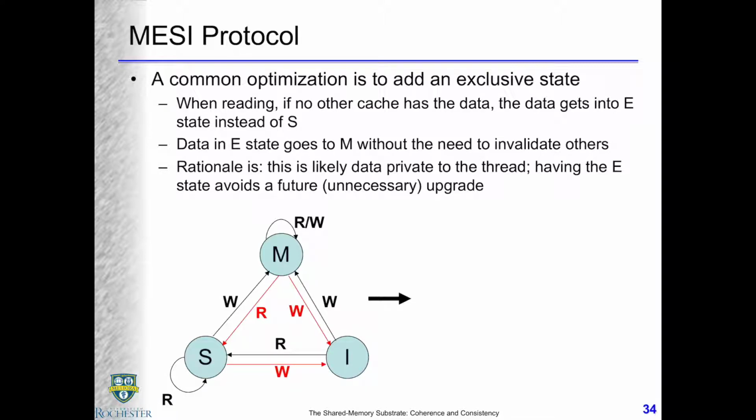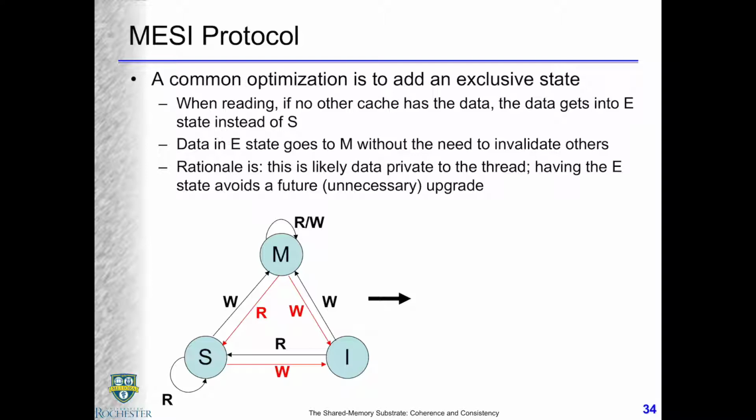I said MSI is the simplest possible. There's a very common optimization, and you see this type of protocol very often. It's called the MESI protocol. There's an E state, and it's not quite as messy as a real-world protocol is, but we will see it's quite messy already. And the common optimization is to add an exclusive state. Okay, so what does that mean?